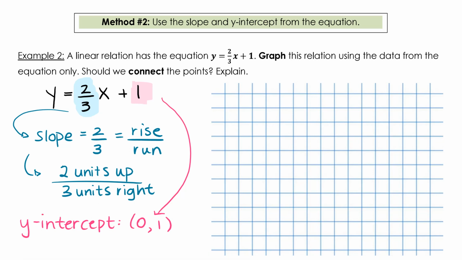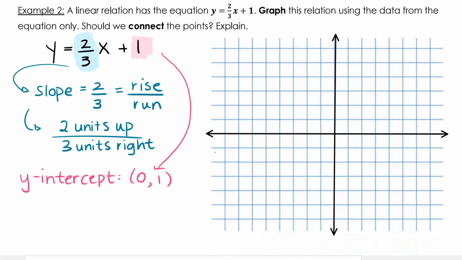Go ahead and draw your axes. And I usually recommend plotting your y-intercept first. Here's the point 0, 1. Now you can use that coordinate as a jumping off point to count out your slope and generate additional points on this graph. Our slope is 2 units up for every 3 units to the right. So to count out our slope, it's going to look like this. 1, 2, 1, 2, 3.